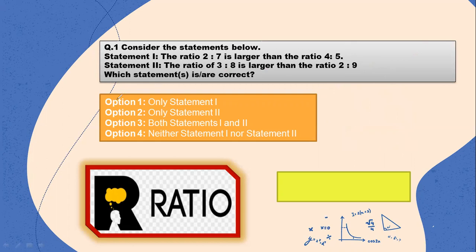So now let us come to the options. Option 1 is only statement 1. So no, it is wrong. Only statement 2, yes, it is right. And these two will become wrong. So the final answer to this question will be option number 2.